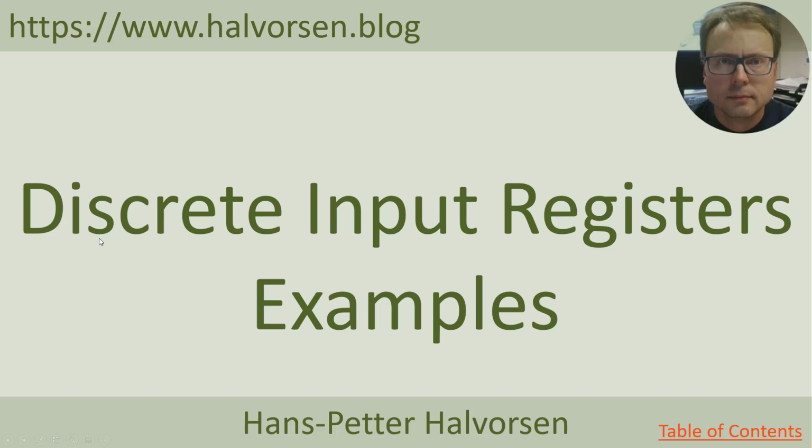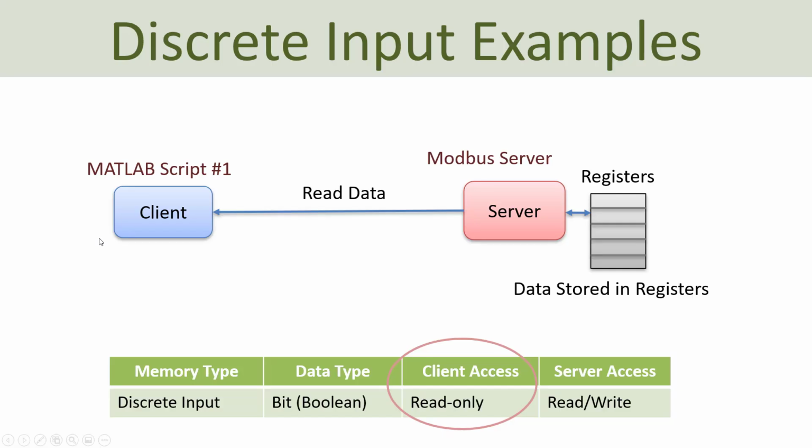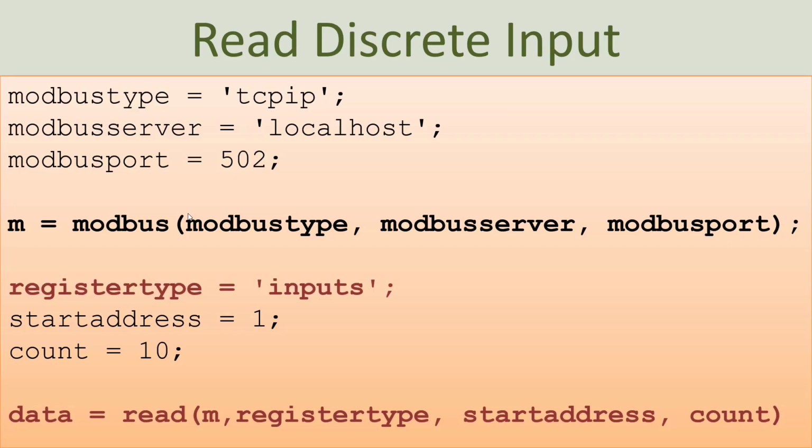We start with the discrete input registers. So for the discrete input registers, from the client we can only read data, so then we don't need to have a client that is writing data to the server, because that is not allowed, because you can only read data from a discrete input register in Modbus. And here you see the MATLAB code for reading values from the discrete input register. Basically it's the same example as previously. The only thing you need to change is the register type, which is of type inputs. Let's go back to MATLAB and see how this is working.